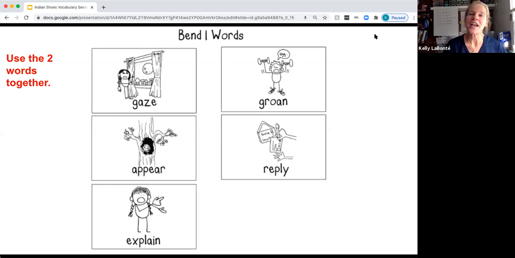So readers and writers, you know what I'm noticing? I'm noticing that you are able to use these words way better today than you could 5 days ago. And that's because we keep practicing every day. We practice a little bit every day so that we can use these words in our reading and our writing.